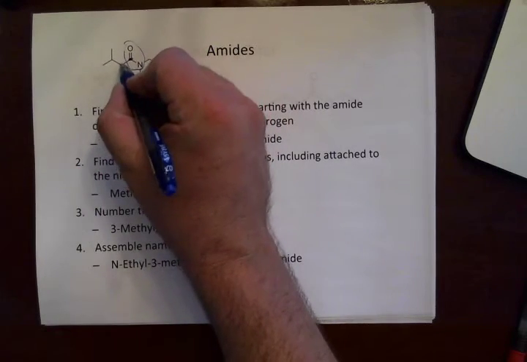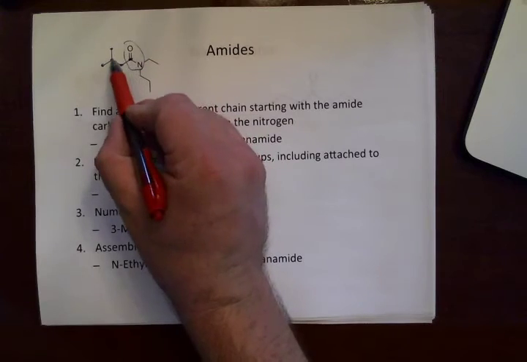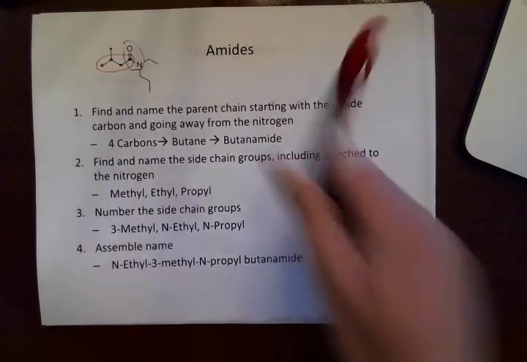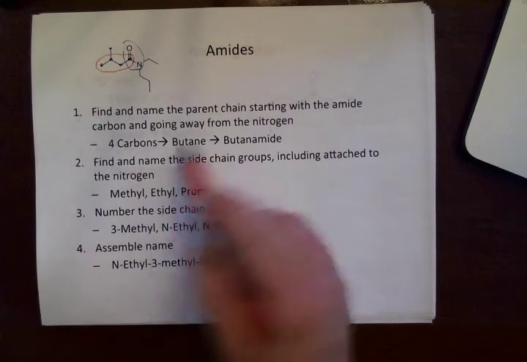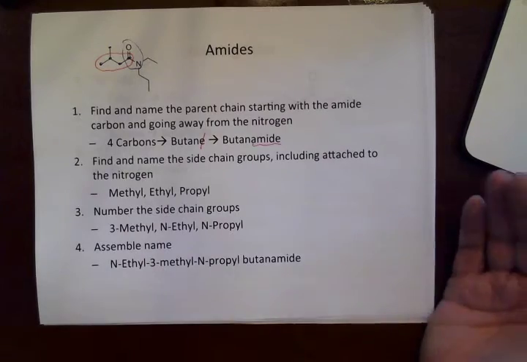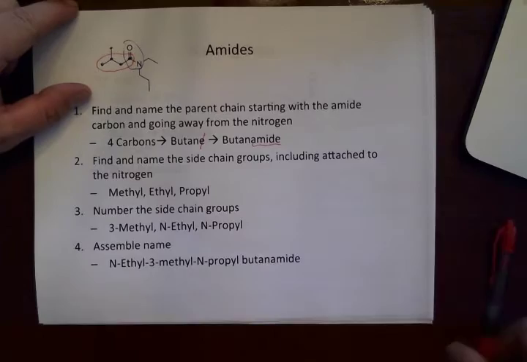Okay, so 1, 2, 3. All right, so here we go. So here's going to be 1, 2, 3, 4. It doesn't matter, so we're going to take just this one. So we have C4, butane. Now for here, you're going to take off the E and just add amide. Okay, it makes sense.